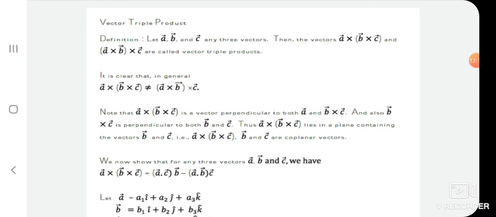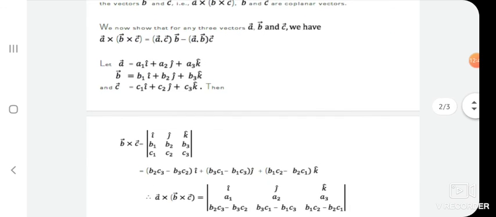The most important question from the examination point of view: they will ask, show that A cross in bracket B cross C is equal to A dot C into B minus A dot B into C, for 10 marks. Okay. This is all about the vector triple product.